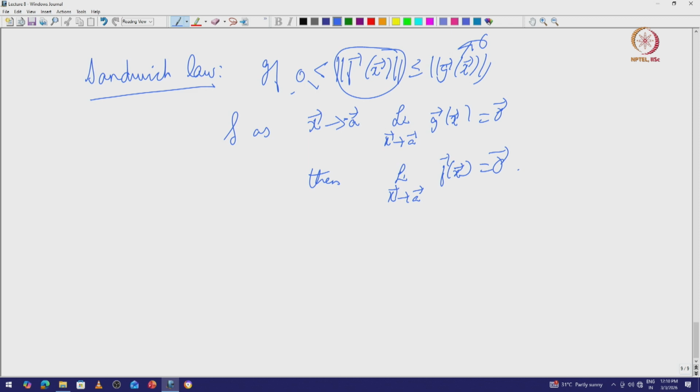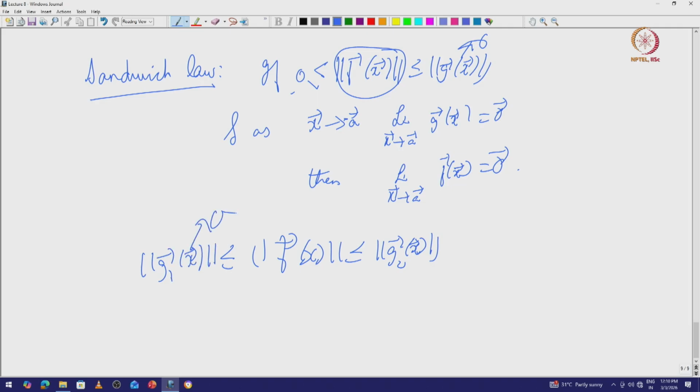In fact, we can generalize this. Suppose f of x is sandwiched between two things, g2 and g1, and as x goes to a, if this goes to 0 and this goes to 0, so will this. This is the theorem. Now, why is this true? How would one prove such a thing? Well, this is an exercise. It's not at all hard.